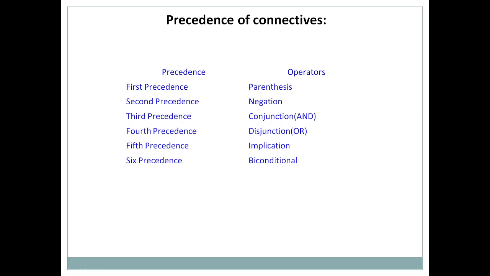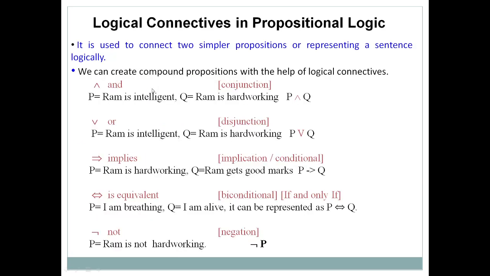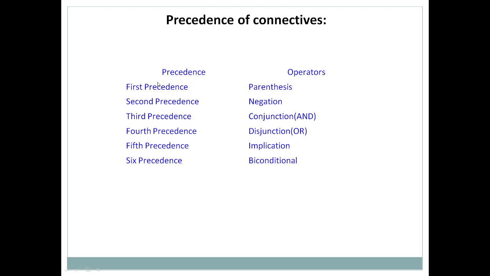Now we have discussed the five connectives, and their precedence is again an important thing. First precedence is given to the parenthesis. Second precedence is given to the negation, because it is applied to a single variable, a single statement. Then conjunction, then disjunction, then implication, and at the last we have biconditional. So this is the precedence given to the connectives, and precedence of connectives is very important.